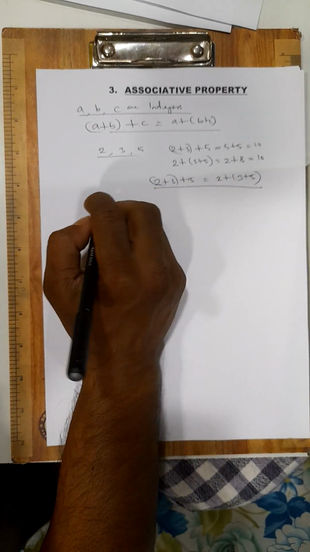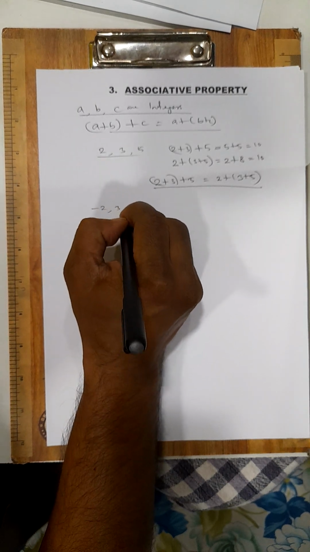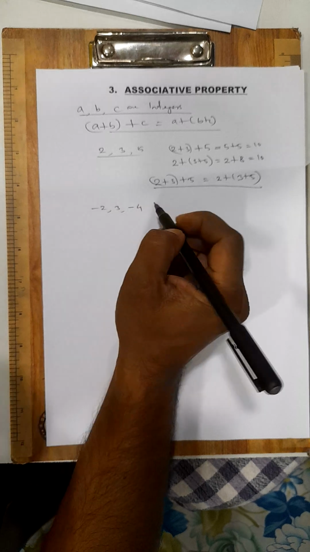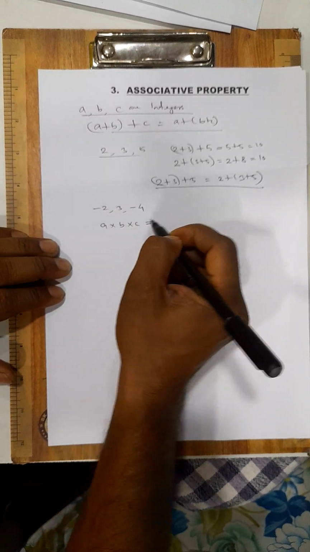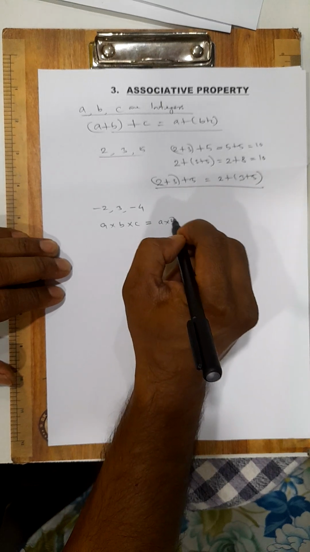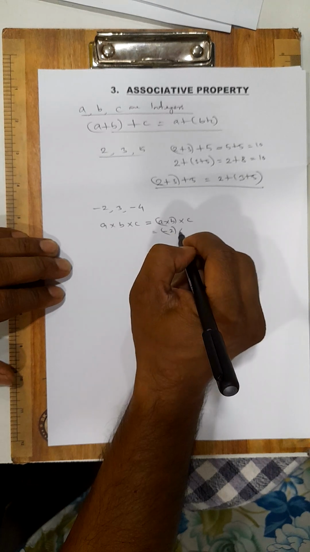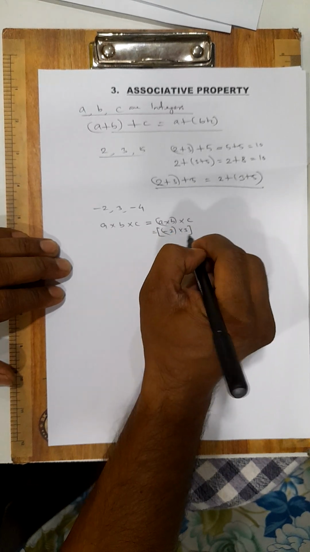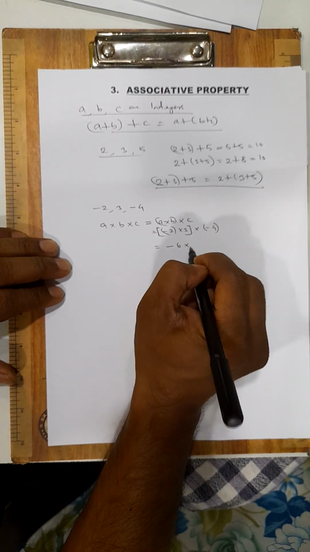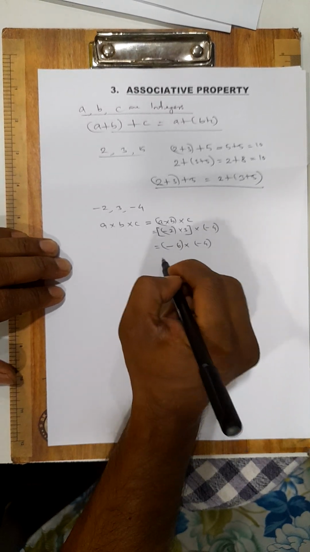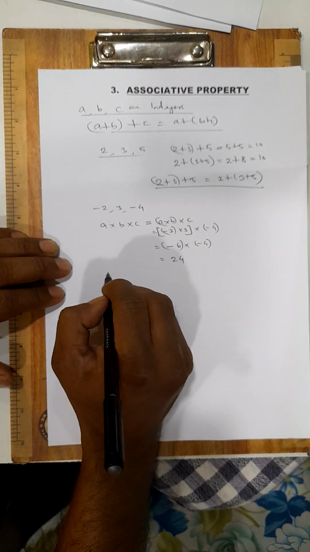Let's take, for example, in case of operation of multiplication, say minus 2, 3, minus 4, suppose. Now let's find a multiplied by b multiplied by c in two different ways. First we will multiply a multiplied by b, and then c. Let's see, minus 2 multiplied by 3, multiplied by minus 4. So it is minus 6 multiplied by minus 4. So it is 24.